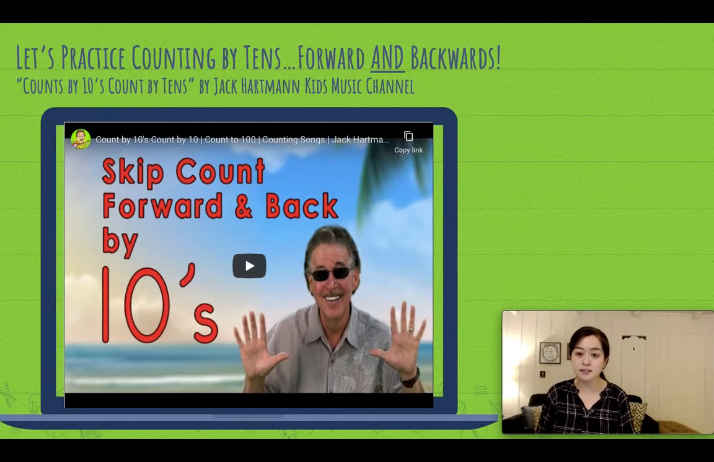So, we've been practicing counting by tens. I want us to review counting by tens forward and backwards. Let's listen to this song.